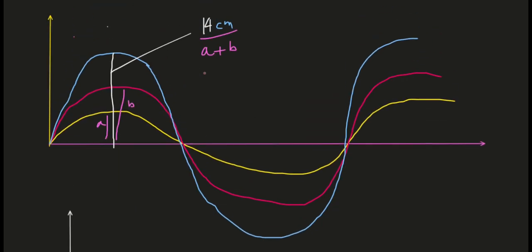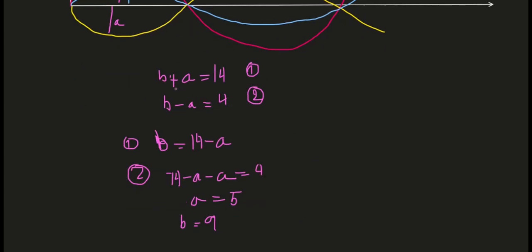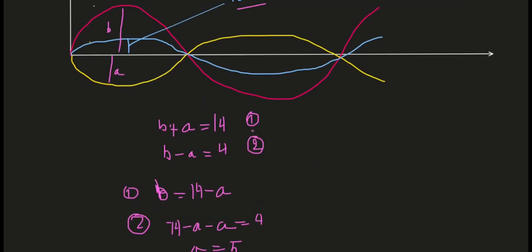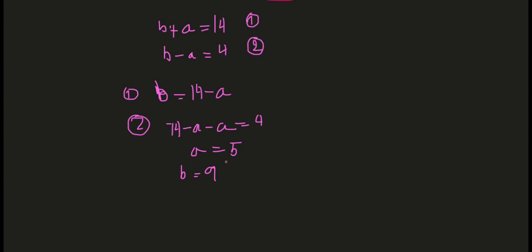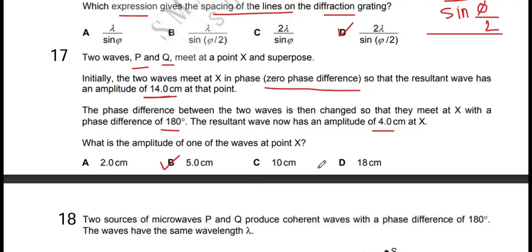Now we get two equations. One is A plus B equals 14, and the other one is B minus A equals 4. So if you do simultaneous equations and by substitution, we will get A as 5 and B as 9. So the values of A and B should be 5 and 9. There is no 9, but there is 5, so the answer is 5.